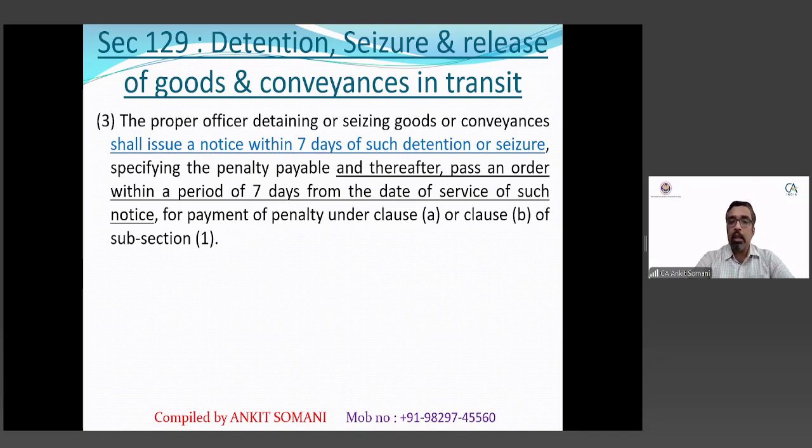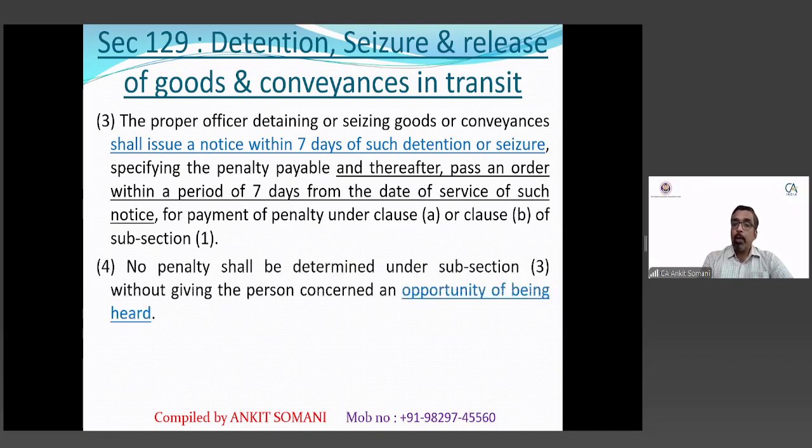Subsection 3 clearly states that the proper officer detaining or seizing goods or conveyance shall issue a notice within 7 days of such detention or seizure. Again, the time limit has been reduced. The notice specifies the penalty payable, and thereafter an order is passed within 7 days from the date of service of such notice. So basically, very harsh time deadlines are there in this. Subsection 4: no penalty shall be determined under subsection 3 without giving the person concerned an opportunity of being heard.